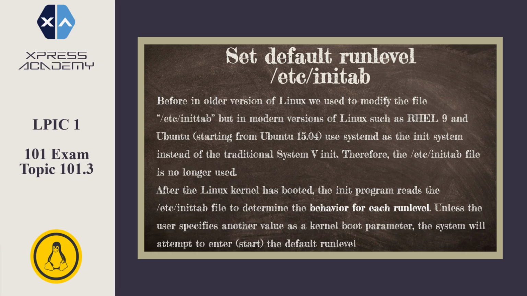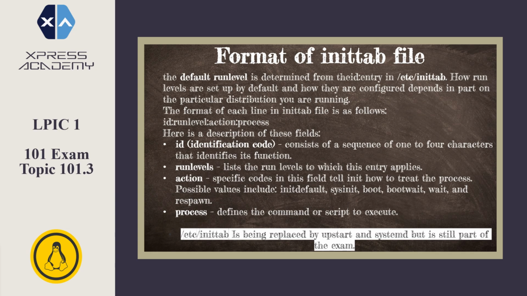After the Linux kernel has booted, the init program reads the /etc/inittab file to determine the behavior for each run level. Unless the user specifies another value such as a kernel boot parameter, the system will attempt to enter or start the default run level. The default run level is determined from the ID entry in /etc/inittab. How run levels are set up by default and how they are configured depends in part on the particular distribution you are running. This is the format of each line in the inittab file.